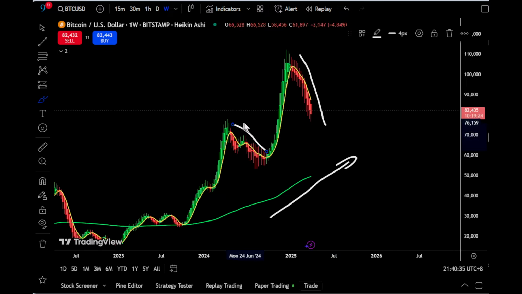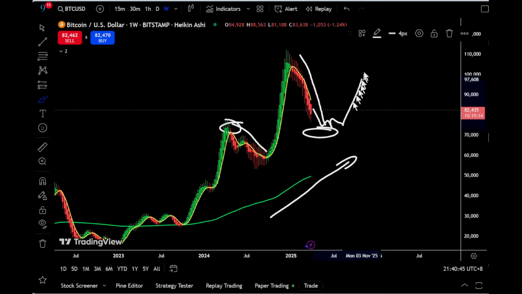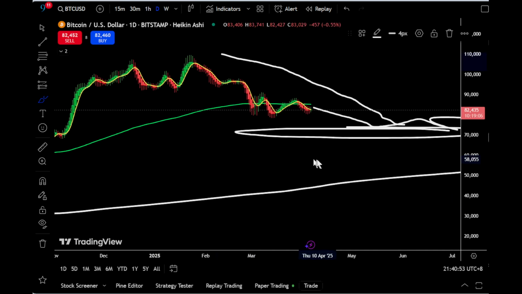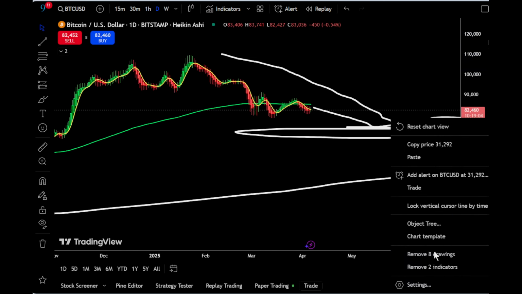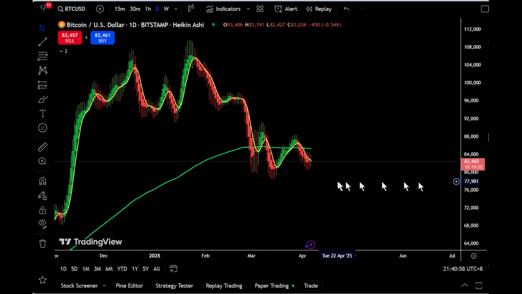So it is nearing this previous resistance turned support zone. So it's most likely to touch here, consolidate a bit, then maybe break up again and go back up, because the trend is still pointing upwards. So we look at the daily chart.